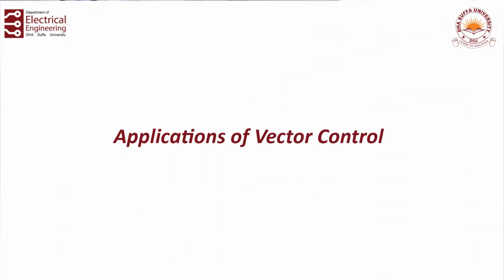If we talk about electric vehicles, if we talk about electric traction, the electric motors that are used in electric vehicles or in electric trains, their speed and torque has to be controlled in a very fast and dynamic manner, and vector control strategy has got advantages over other control strategies, and it is typically used in AC machines that are used in electric vehicles and in electric trains.